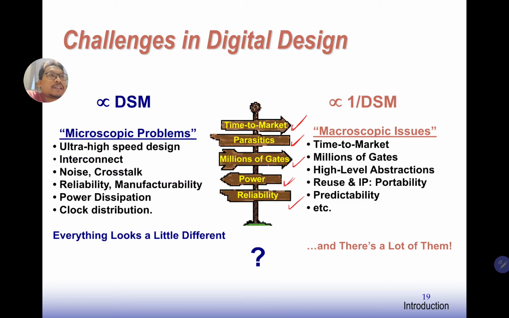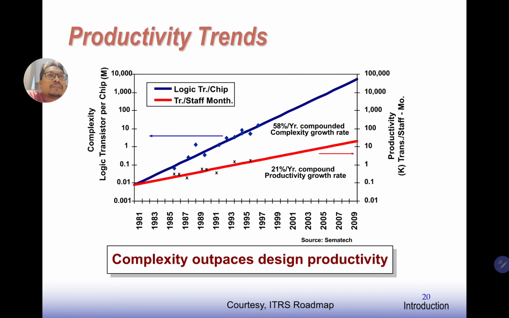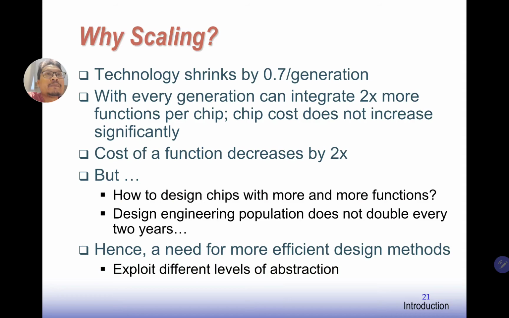So what else are we looking at here? Productivity trends. Here we are looking at the complexity, logic transistors per chip, versus the productivity, transistors per staff month. Basically it's saying that the chip growth outpaces the number of staff, the number of engineers that we produce every year.